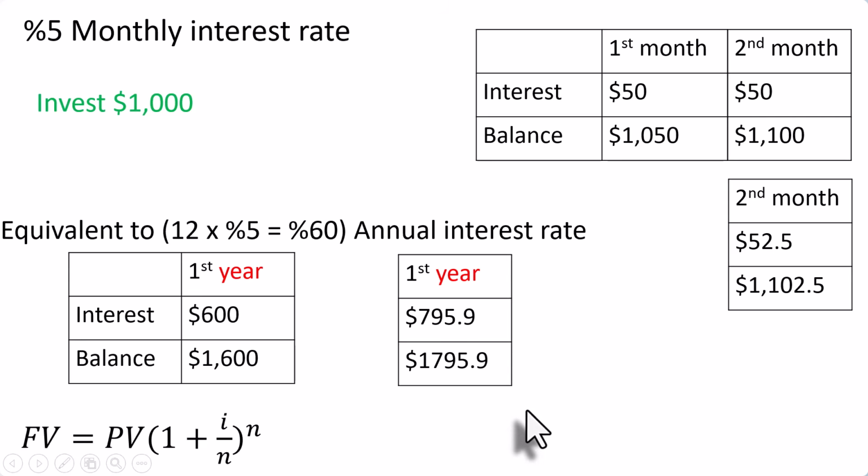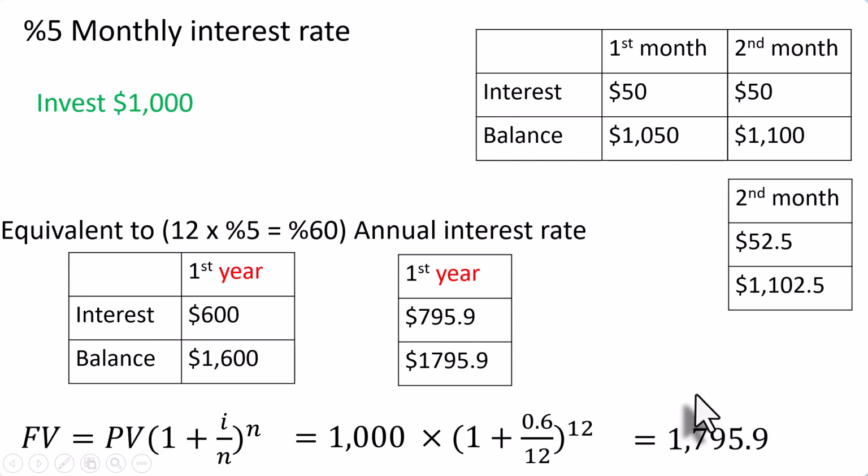Let's go ahead and fill in this formula. It's going to be 1,000 multiplied by 1 plus 0.6. So when you want to insert this 60% into the formula, it's equivalent to 0.6. That's how you incorporate percentage in a formula. Divided by 12, which I said 12 is the number of months or the number of compounding periods you have. This bracket, to the power of 12, which is going to equal 1,795, this number right here.